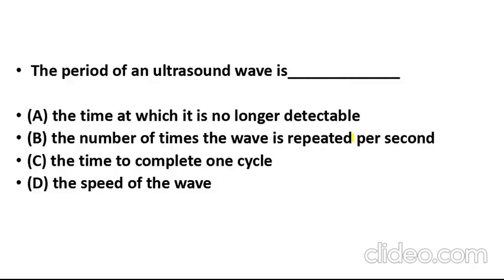So we have next MCQ. The period of an ultrasound wave is the time at which it is no longer detectable, the number of times the wave is repeated per second, the time to complete one cycle, or the speed of the wave. So the correct answer is the time to complete one cycle.